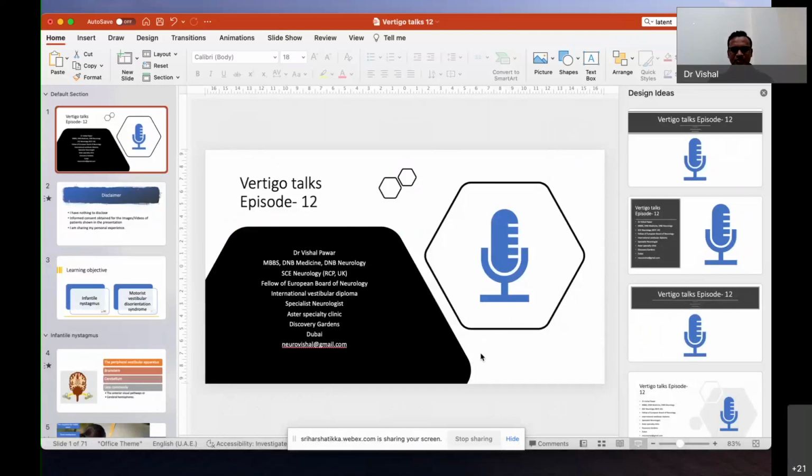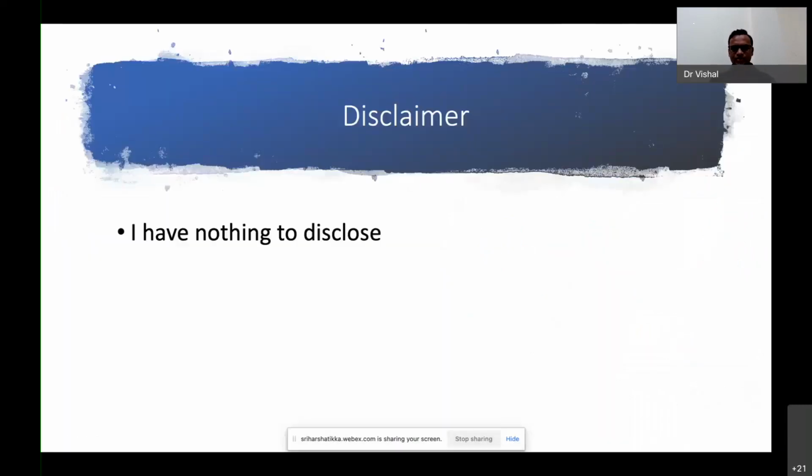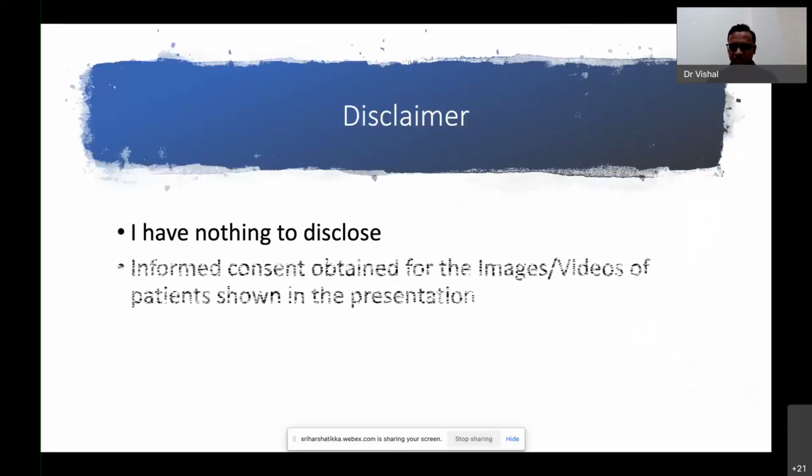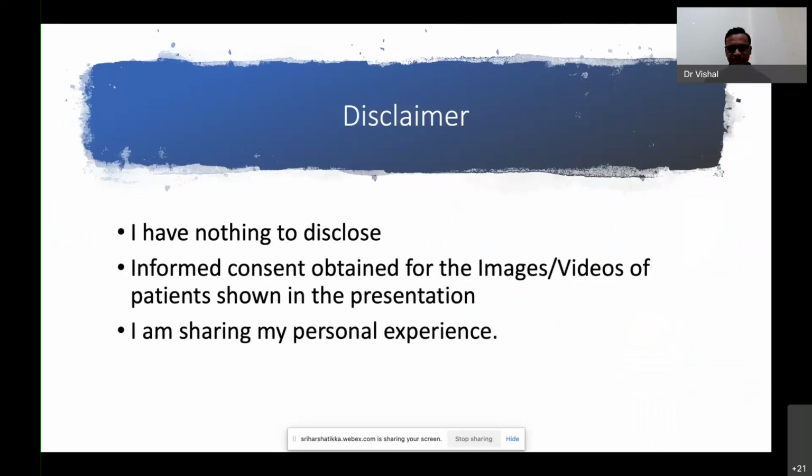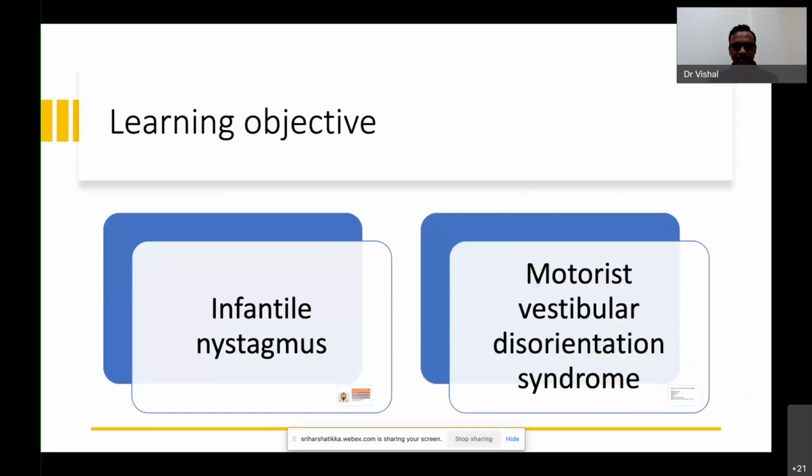Coming to disclosures, I have nothing to disclose. Informed consent was obtained from the patients, and I'm sharing my personal experience. There are places where I don't have data to back up my findings.